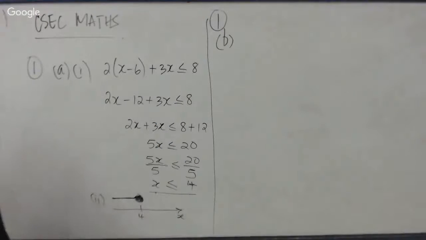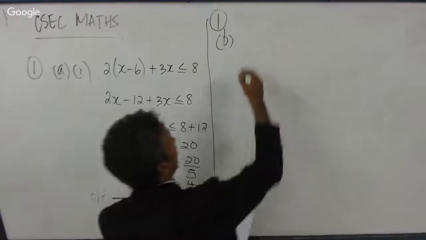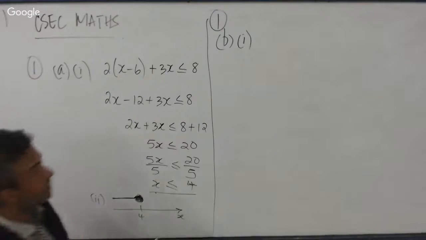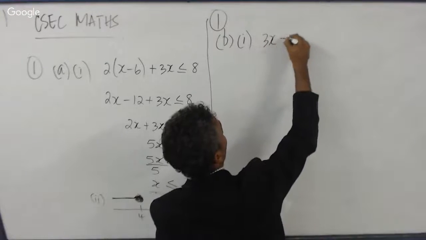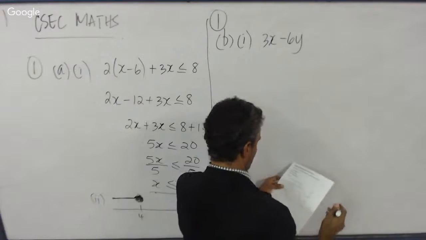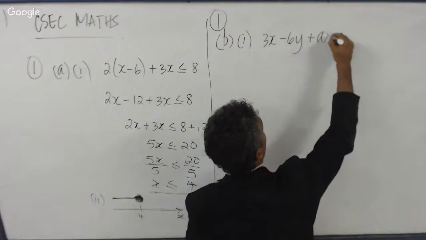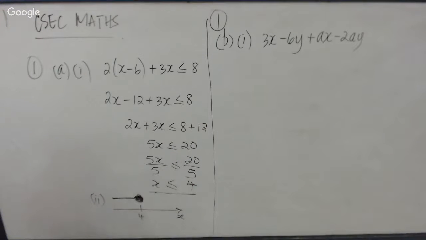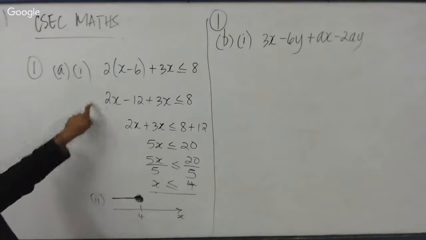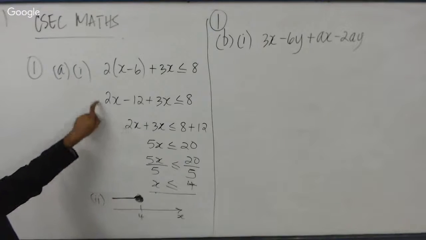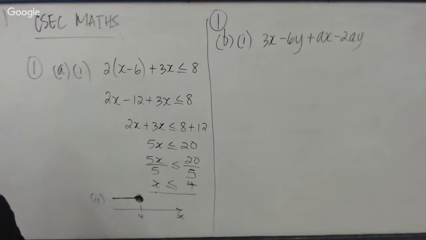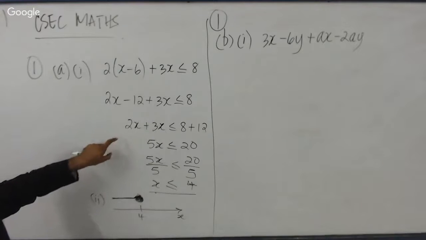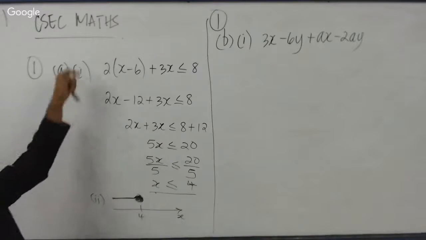Still question 1, B. Factorize completely: 3x minus 6y plus ax minus 2ay. Sir, if I skip your second line, would it be noticed? You mean if you go from here to here? No problem. The question was if you didn't have all the steps, are you okay? You're okay.